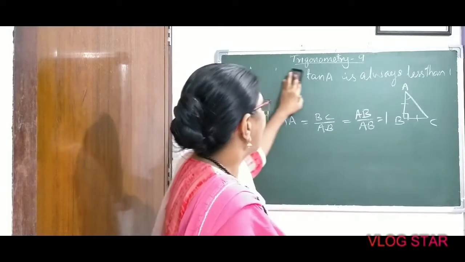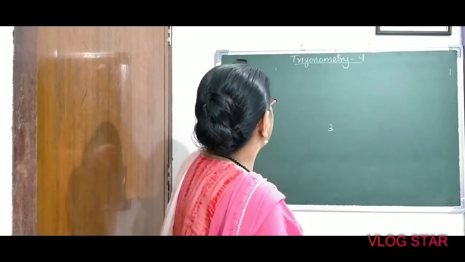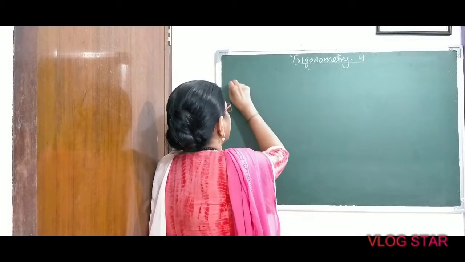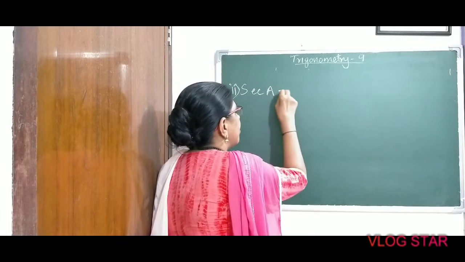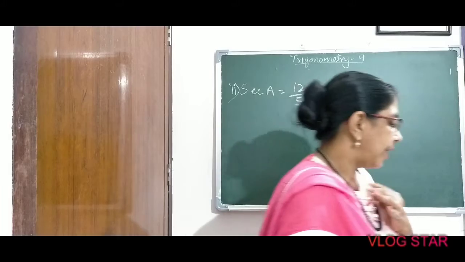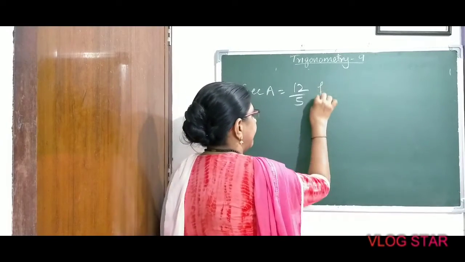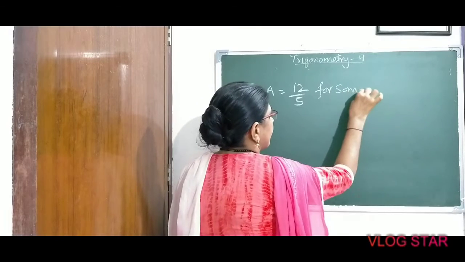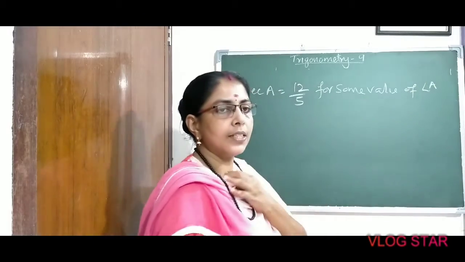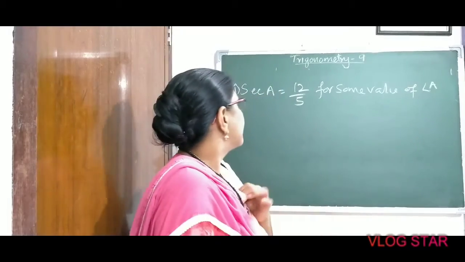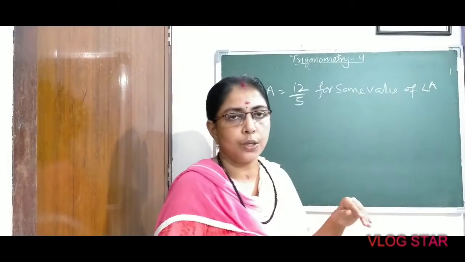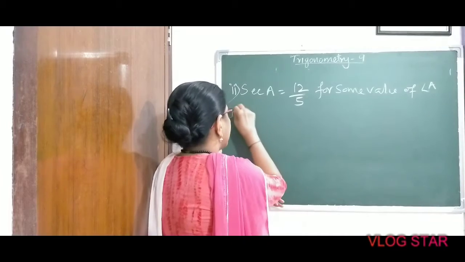The second statement is: sec A is equal to 12 by 5 for some value of angle A. That means the second statement states that sec A is equal to 12 upon 5 for some value of angle A. Is that statement correct or not? This statement is a true statement.